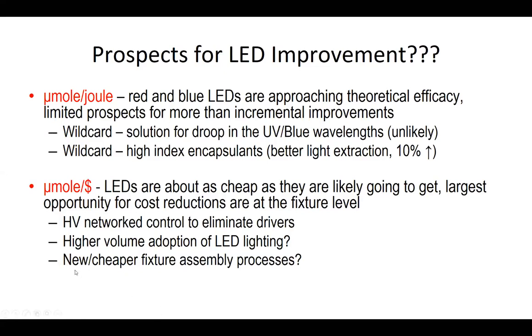And I'll hold out that there's a lot of room for innovation in new and cheaper fixture assembly processes, better materials, better optics, better assembly practices. This is where we might be able to save micromole per buck for driving down the cost of LED fixtures for the horticultural lighting field. But I do not expect that anybody's going to be able to squeeze the LEDs of the LED companies much more.